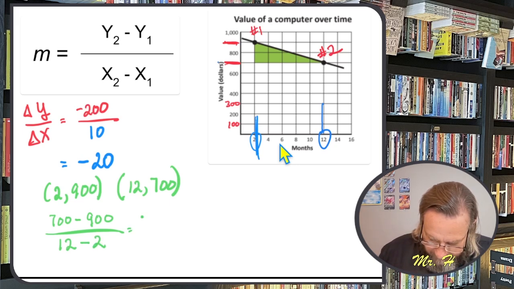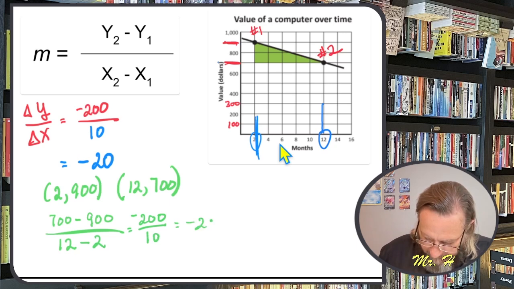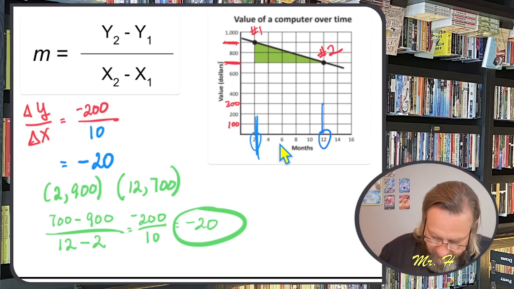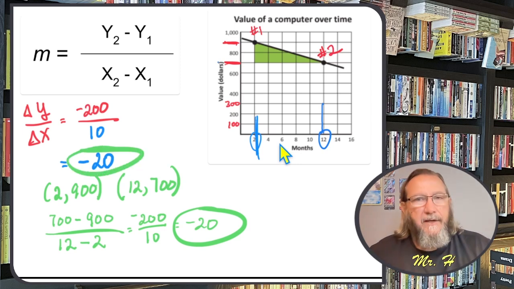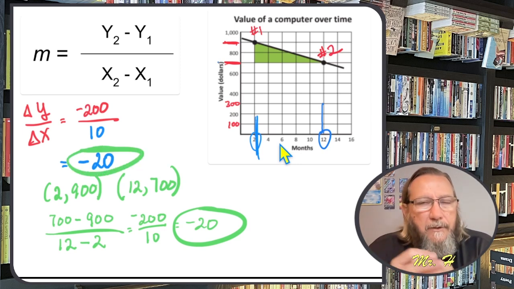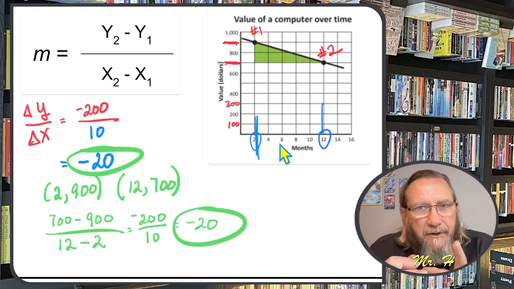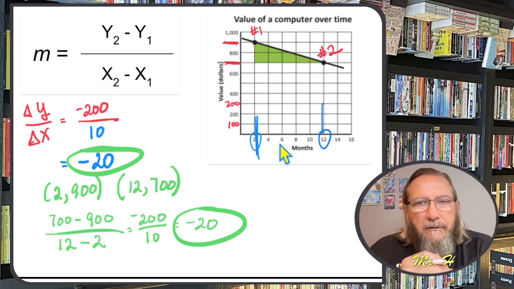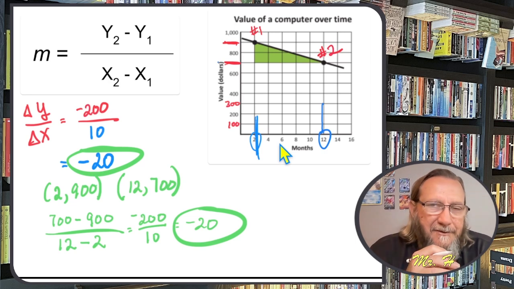That's going to be 200 negative, because 700 minus 900 is negative 200. And we're still going to get 10 right here. And that's still going to be negative 20 right there. So you can see there and there, we got the same result. You can count spaces if you're careful with the scaling, or you can use the formula. Again, you got to be careful with the scaling.